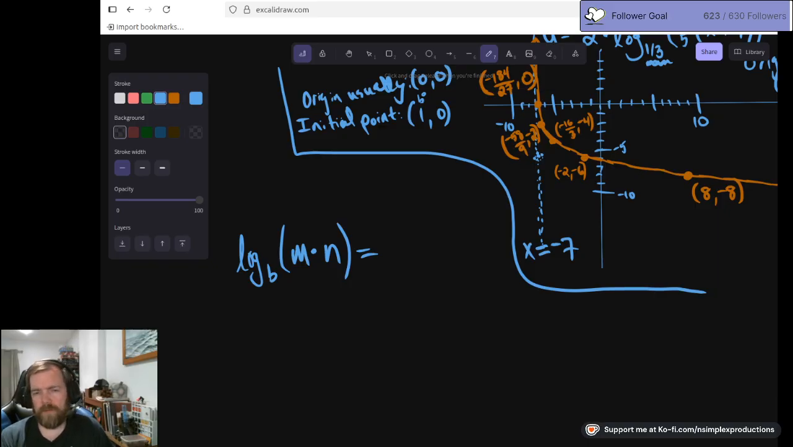Right, so if we have log base b of something that looks like m times n, how does that actually get used? How is it helpful to discuss what this is? What's an alternate form? One of the things that we can do is look at this instead of log base b of m times n.